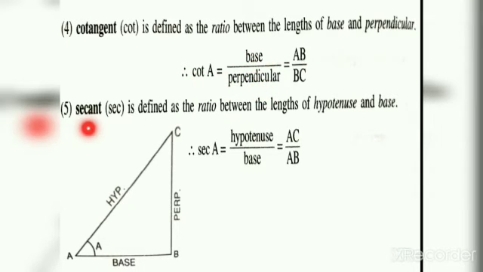Then the next one, secant, is defined as the ratio between the lengths of hypotenuse and base. Secant A is equal to hypotenuse divided by base. So what is the hypotenuse? AC and the base is AB. So hypotenuse divided by base. So remember, cos A is base by hypotenuse and secant is hypotenuse by base.